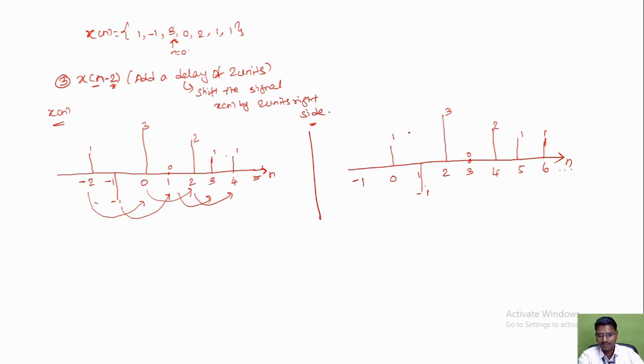So let me solve another operation, that is for x of 3 minus n, right? So x of n is equal to 1, minus 1, 3, 0, 2, 1, 1. This is with the n equal to 0th sample marked. So now I am going to perform the operation x of 3 minus n.